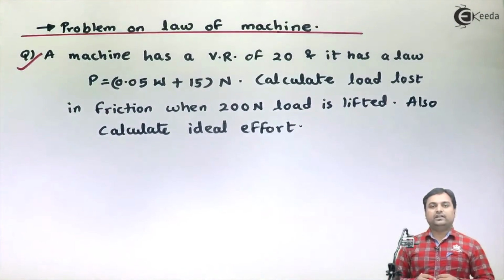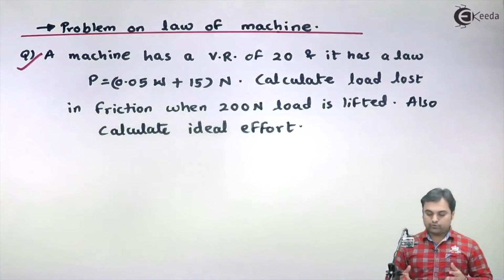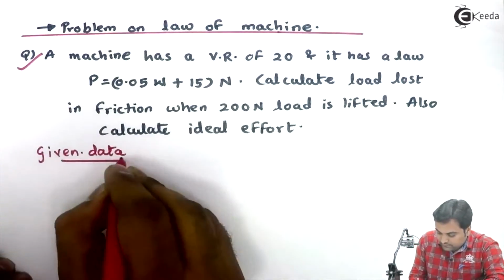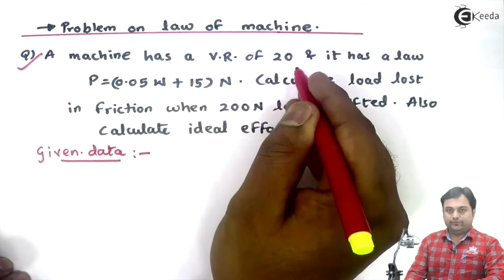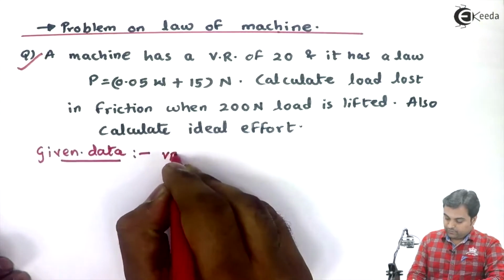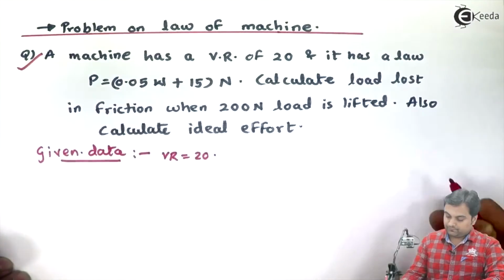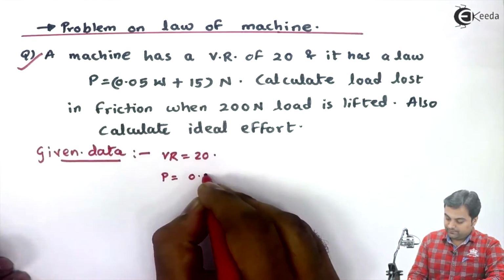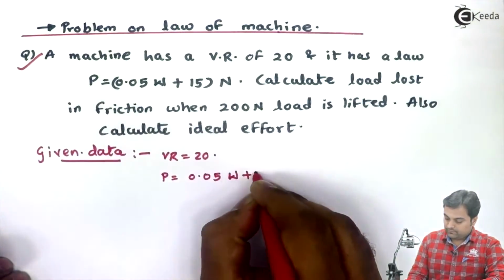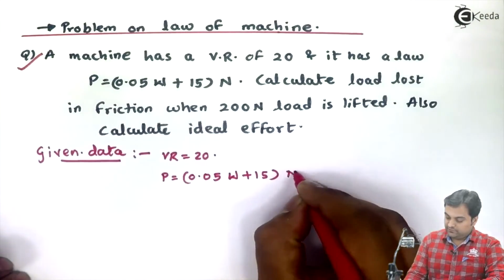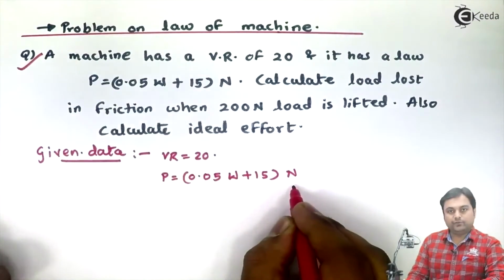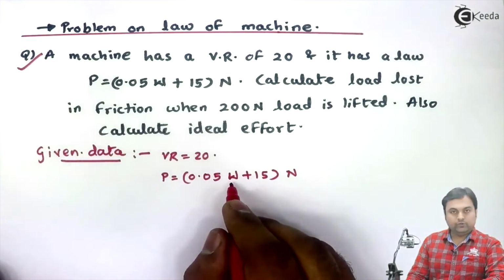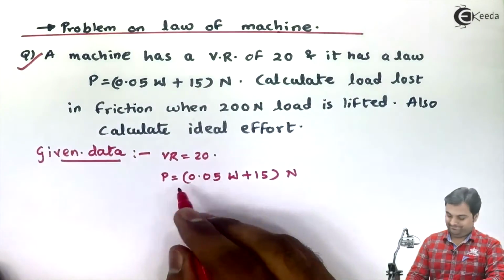Whatever is given here, I will write that in the form of data. So let's get started with this problem. A machine has a velocity ratio of 20. So VR is 20 and it has a law. The law of machine, I'll write it down. It is given in terms of Newton. It means effort is in the form of Newton. So if we know the value of load, we can calculate effort here.